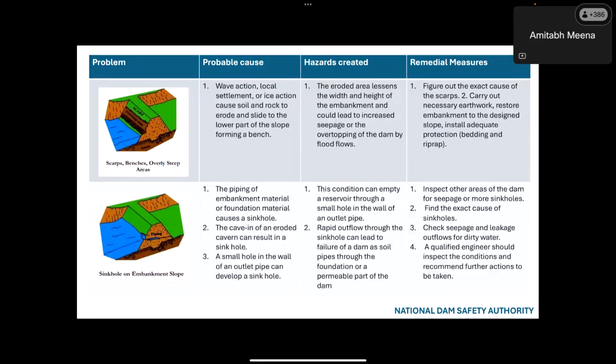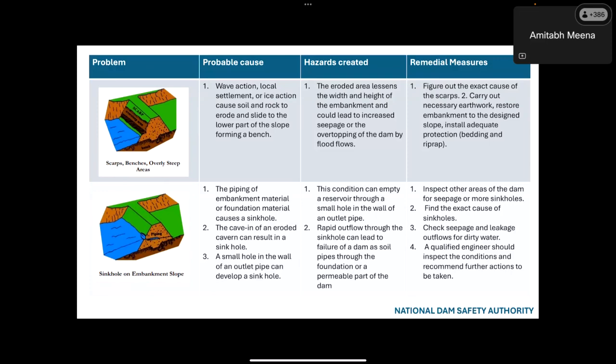These are some of the defects on the slope of the dam. It's on the upstream slope. So this scarp is formed. This is a very steep slope. We call it scarps. Benches are also formed.